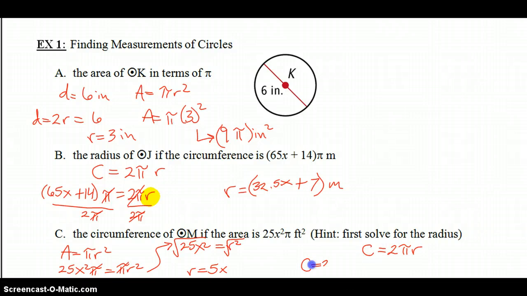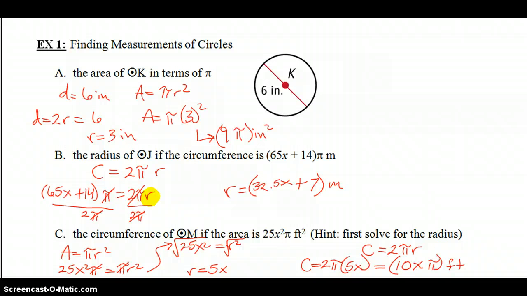Circumference then would equal 2 pi times 5x. Well, we can multiply the 5 and the 2 and get that the circumference is 10x pi feet.